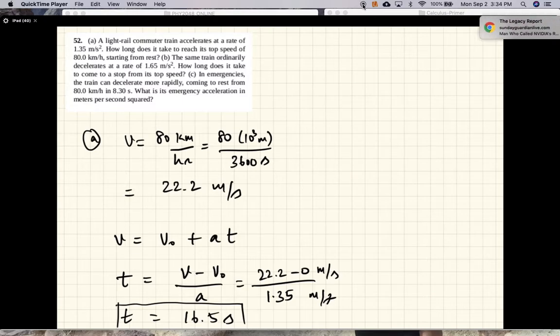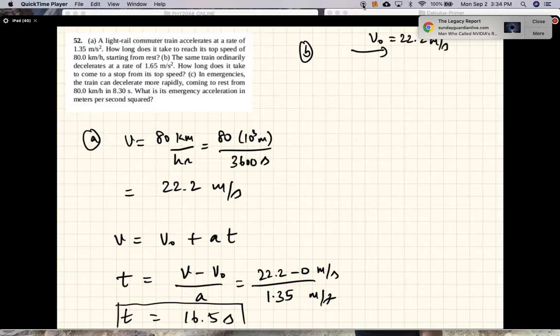Okay, so now we'll say the train is moving at 22 meters per second, and now it wants to stop, so the acceleration is in the opposite direction. Since it's in the opposite direction, it's negative 1.65 meters per second squared. And how long does it take to come to a stop from top speed?